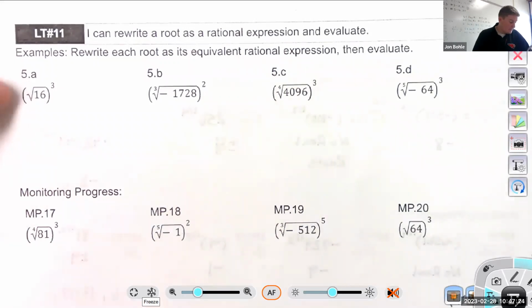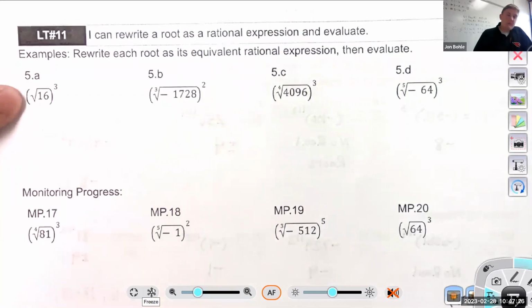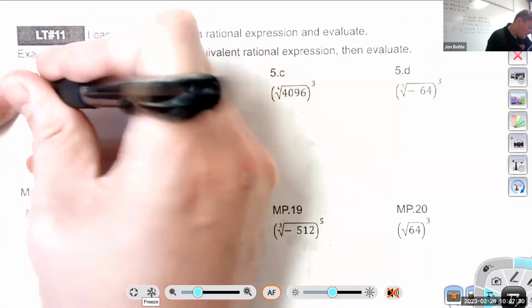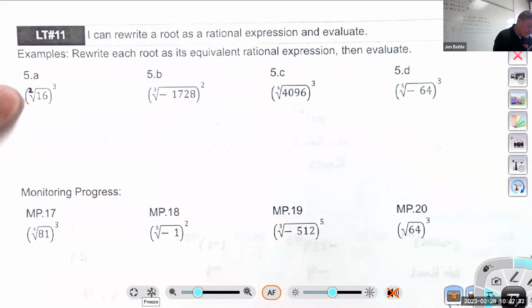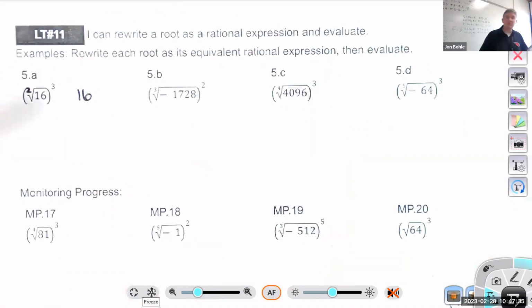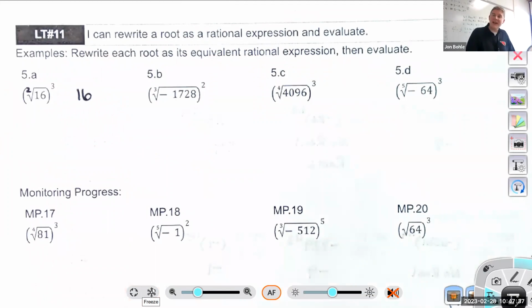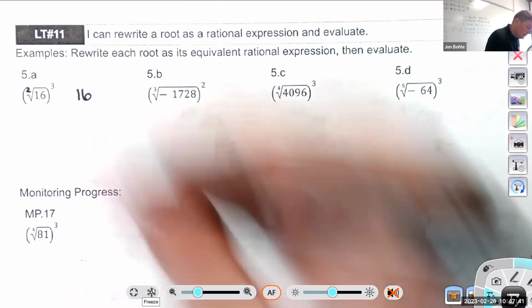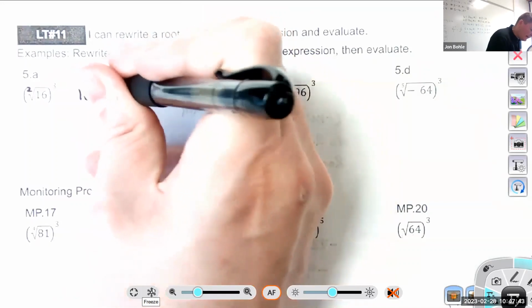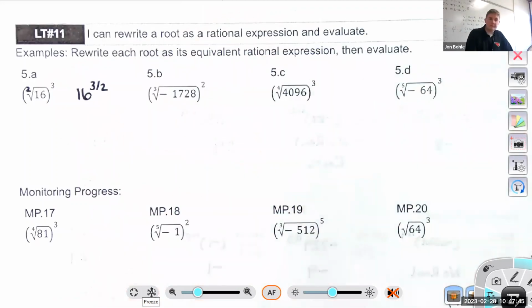Okay, so here, what's my root if there's no number there? 2. So if there's a second root there, this is going to be 16 to some exponent. So 16 is going to be my base. What's my exponent going to be? 3/2. Top number power, bottom number root.